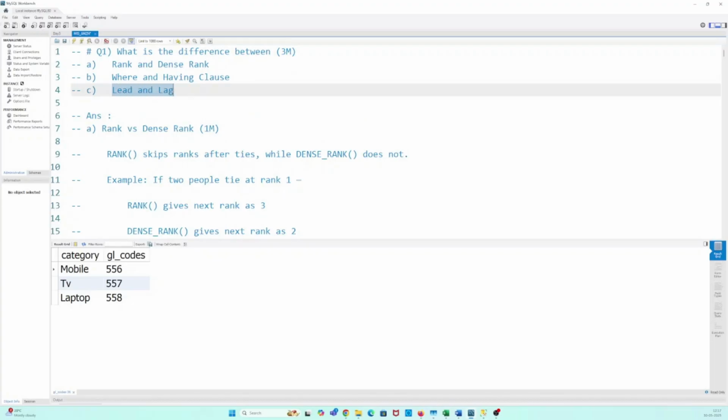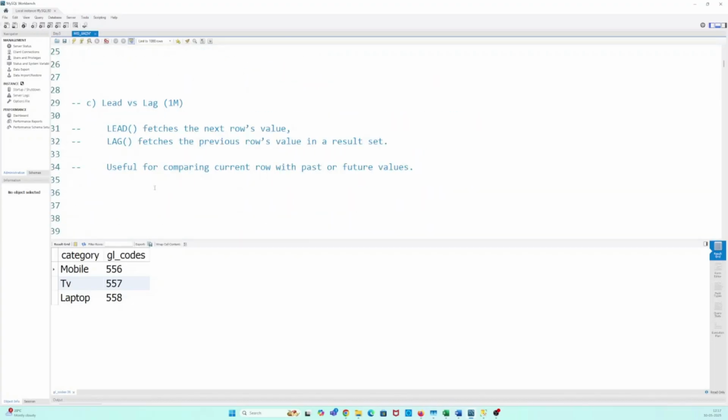Next one is, what is the difference between lag and lead? Lead fetches the next row's value. Lag fetches the previous row's value in a result set. This is useful for comparing the current row with the past or future values.